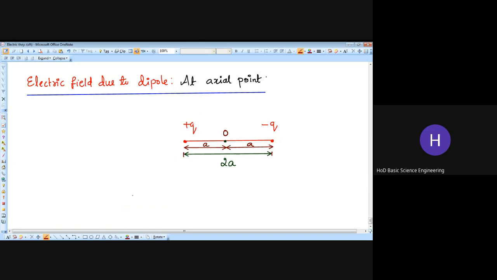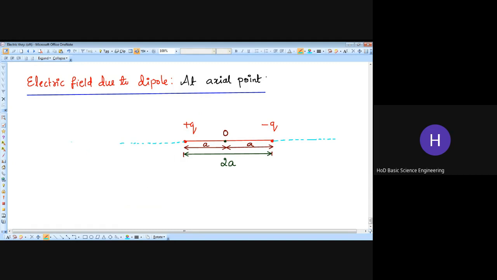Now we need to consider an axial point. So what do you mean by axial point? First of all, you must know what you mean by axis of dipole. Axis of dipole is nothing but the straight line which passes through these two charges, the line joining or passing through plus q and minus q. If you continue this line joining plus q and minus q like this, now this is the axis. On the other side also you can consider this is the axis.